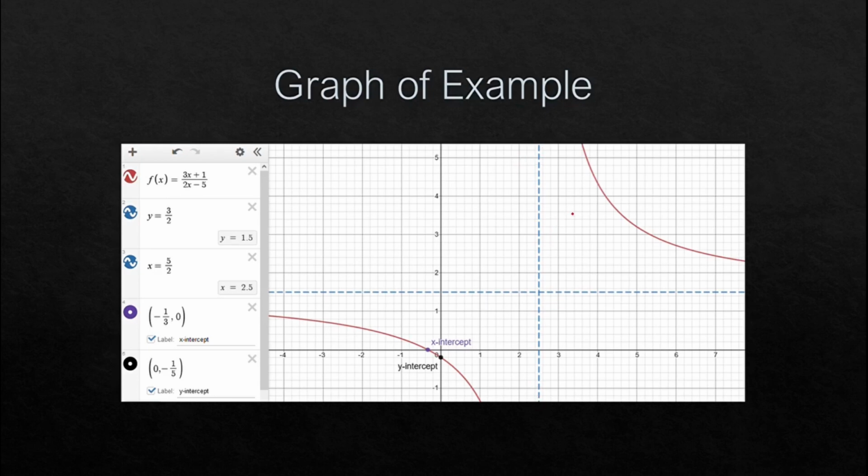The parts of the graph approach these lines, but they never actually touch them. Our x-intercept is at negative 1 over 3, 0. The y-intercept is at 0, negative 1 over 5. These are where the graph touches the x-axis and the y-axis.